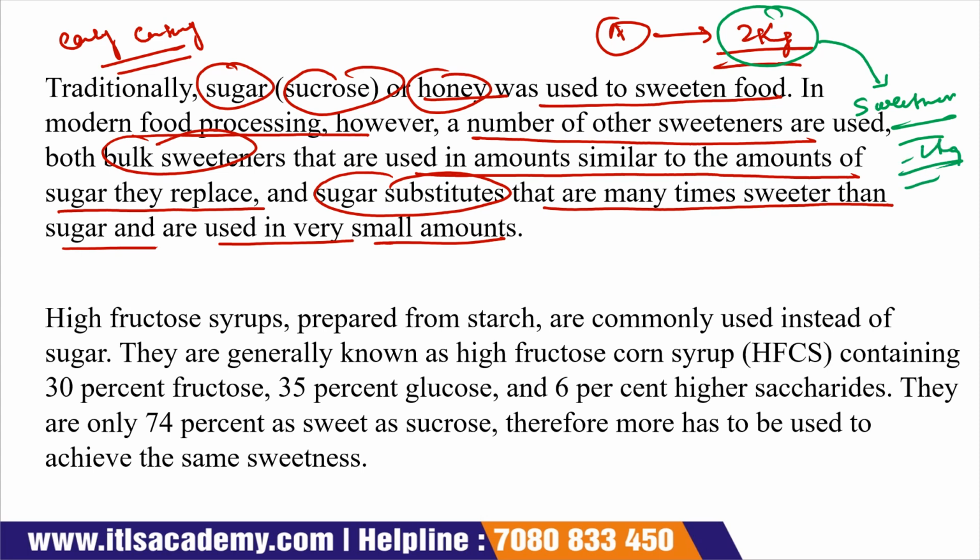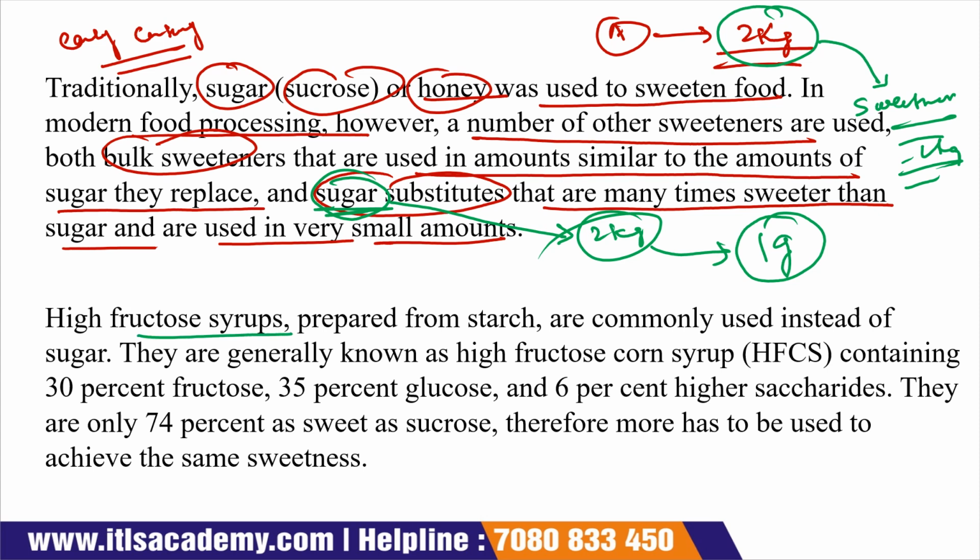The next is sugar substitute. Sugar substitutes are sweeteners that are very sweet as compared to sugar, and they replace the sugar but in a very small amount. Suppose in the first case we use 2 kg of sugar, but now when a sugar substitute is used, we use only 1 gram of that sweetener. That is called a sugar substitute.